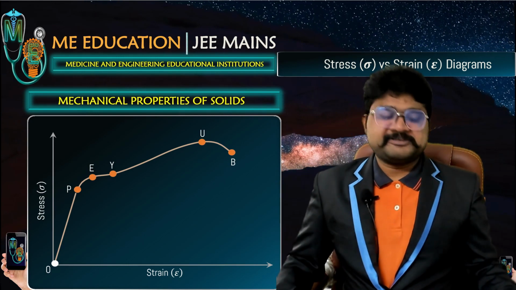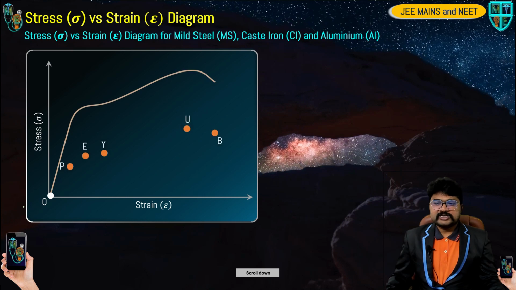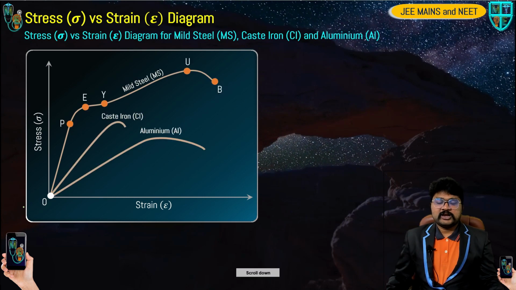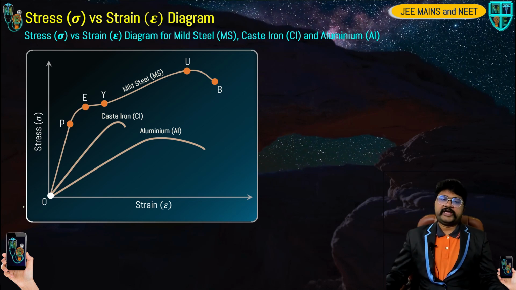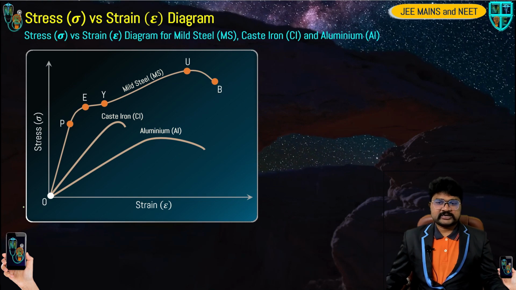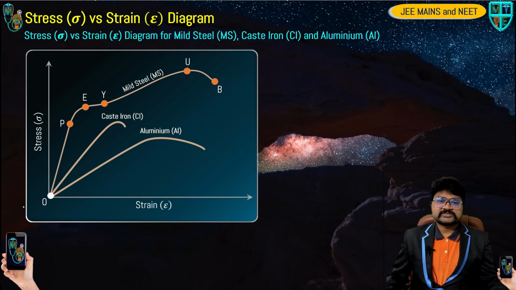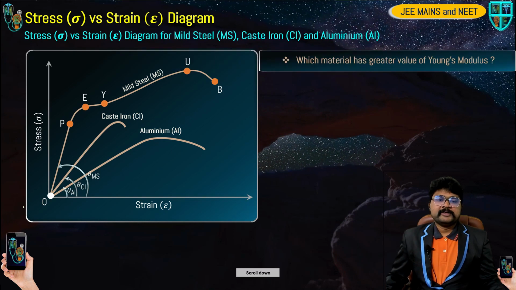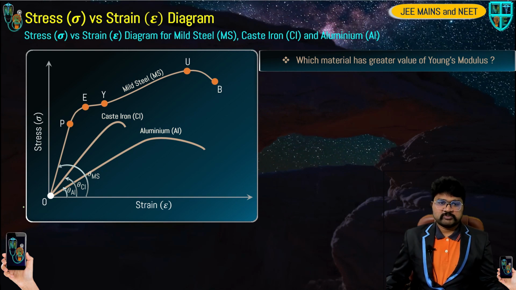Let's start the session. Stress versus strain diagram for mild steel, cast iron, and aluminium, which are subjected to tensile loading. Tensile test is conducted for these three materials. Then you will be getting the stress versus strain diagram. Now we can answer this question: which material has the greater value of Young's modulus?